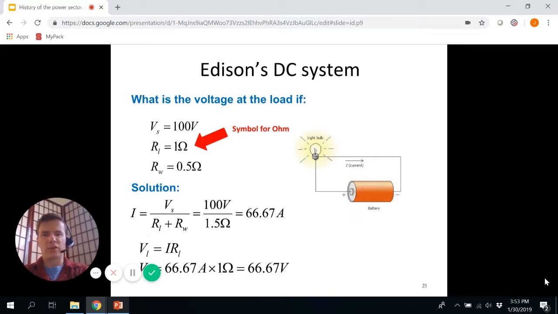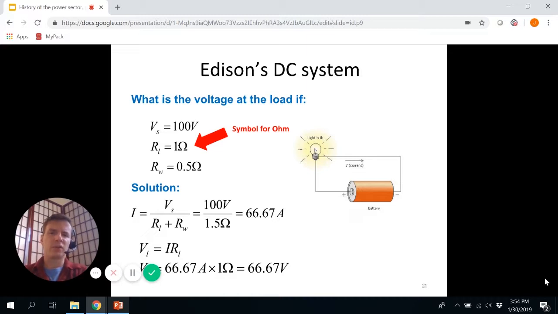The other source of resistance here is the wire itself. The wire that is transmitting the current, passing the electrons through, is a conductor, which means it's good at passing electrons through, but it's not a perfect conductor. So it is also associated with some resistance to the flow of electrons. And so we're going to say the resistance of the wire here is 0.5 ohms.